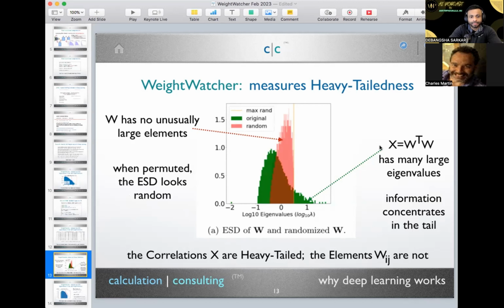If you plot the eigenvalues of the correlation matrix, or the singular value squared of W, you're going to find that they follow this green shape. This is on a log scale, so it's a little easier to see. You can see that you get a lot of large eigenvalues out here. This is like 10 to 100.